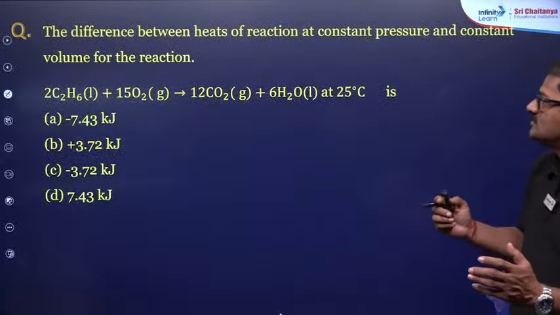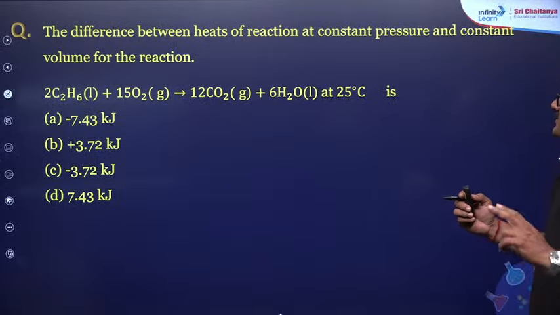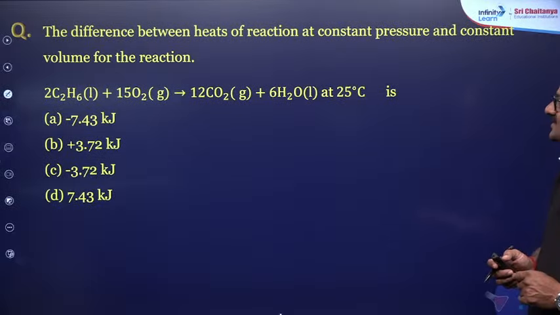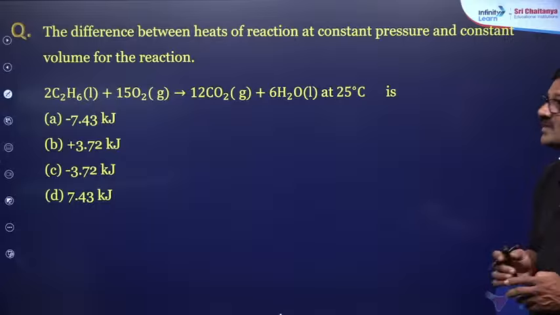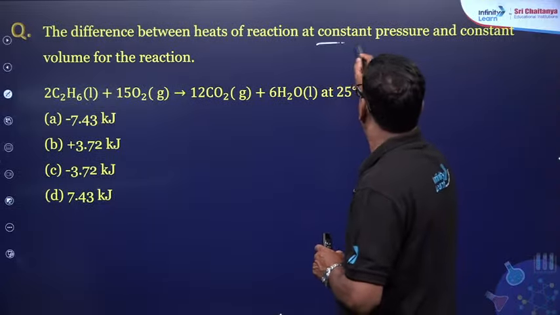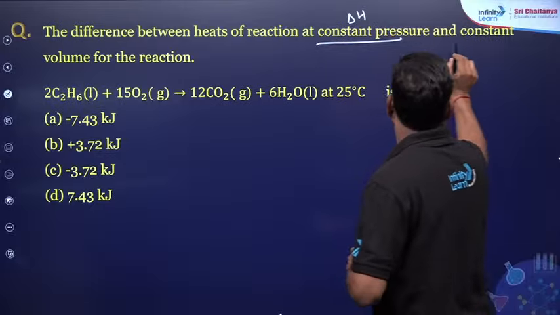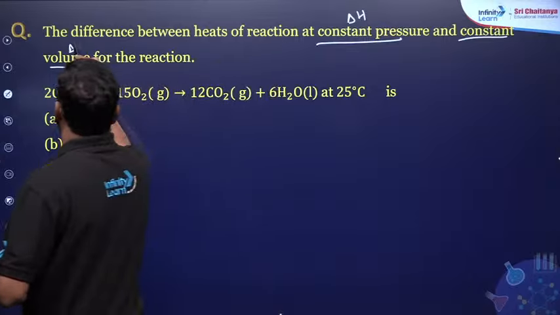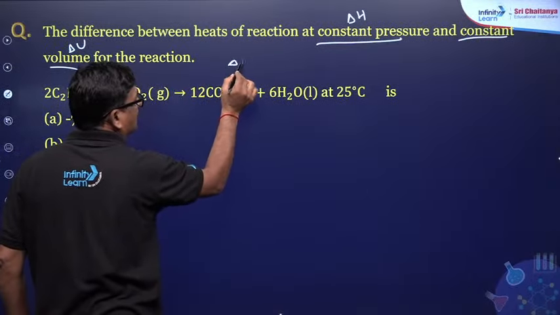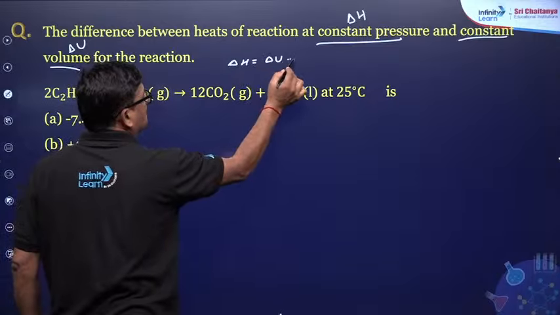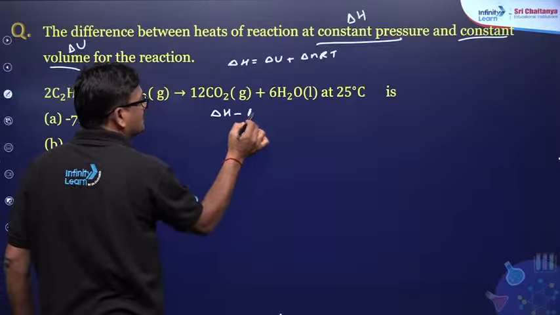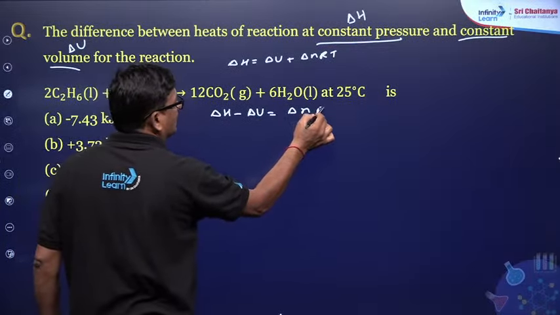Now moving ahead, a question I'm going to pass. Difference between heat of a reaction at constant pressure and at constant volume. How to calculate this? Heat of reaction at constant pressure means delta H. At constant volume it is going to be delta U. So delta H is equal to delta U plus delta nRT. The question is delta H minus delta U is equal to delta nRT.